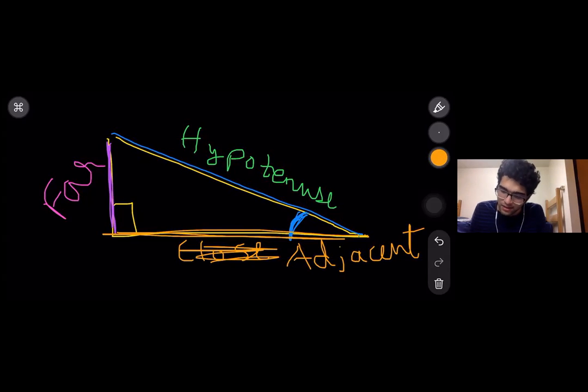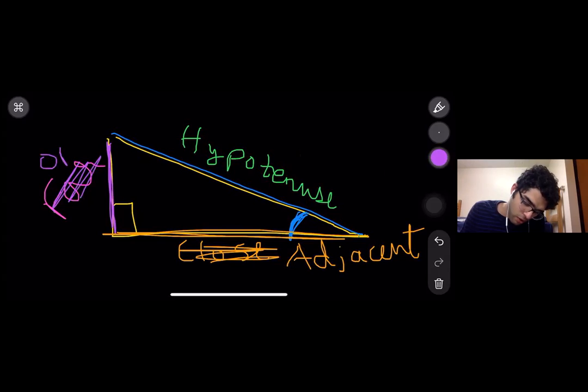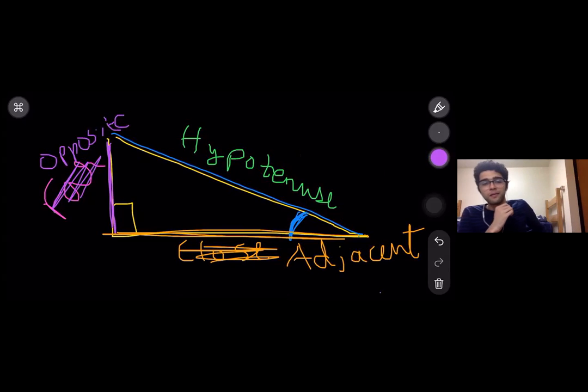And this far is called opposite. Opposite is something which all of us know. It's the side which is located opposite to our angle. So far, so good. Are you guys happy with opposite, adjacent, and hypotenuse?